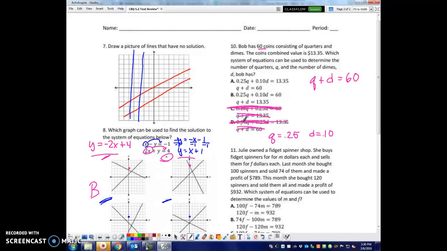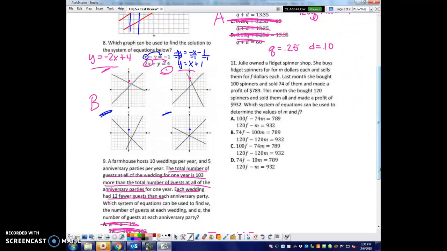Okay, so if we're talking about 0.25 quarters, plus 0.10 dimes, that means that we need the amount of money there, $13.35. Money with money, items with items. So which one looks like this? This one does. Because see here they put 60 items with money. No, money with money, items with items.